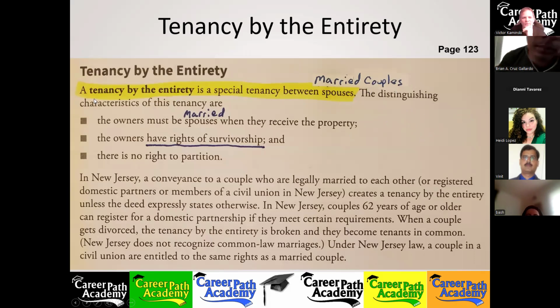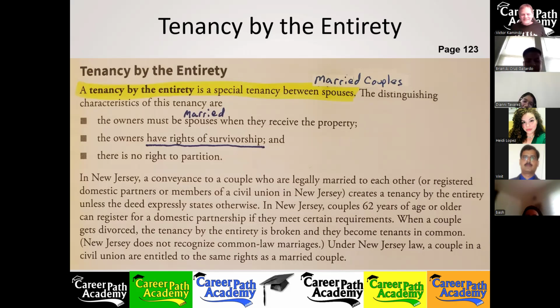But okay, so tenancy by the entirety is a special tenancy between married couples. Now, the owners must be married when they receive the property. The owners have the rights of survivorship, just like joint tenants would, because if one spouse dies, the surviving spouse would automatically get the shares of the owner who died. There is no right to partition the property either. If you want to sue your spouse to force them to sell the property, you guys got other issues you need to work out.